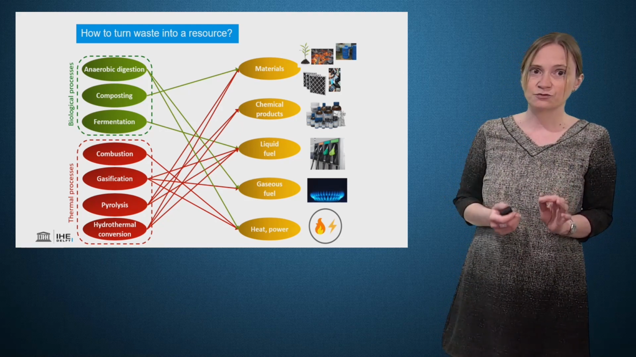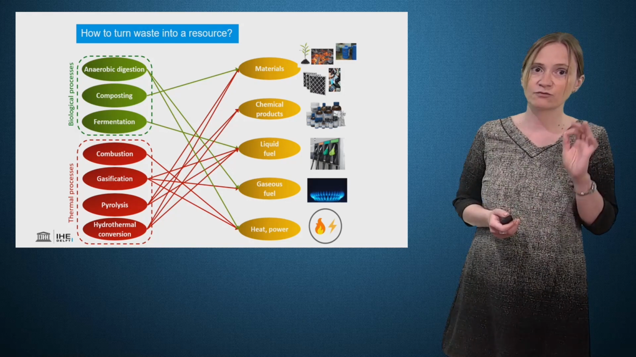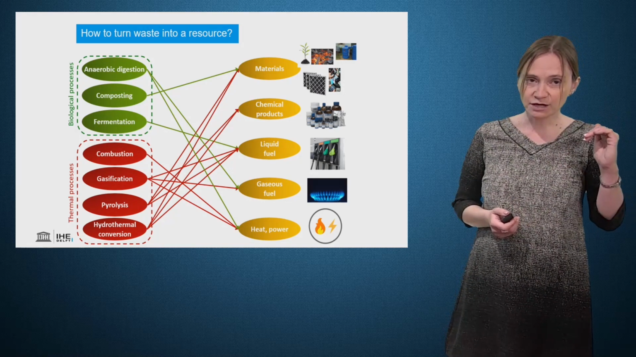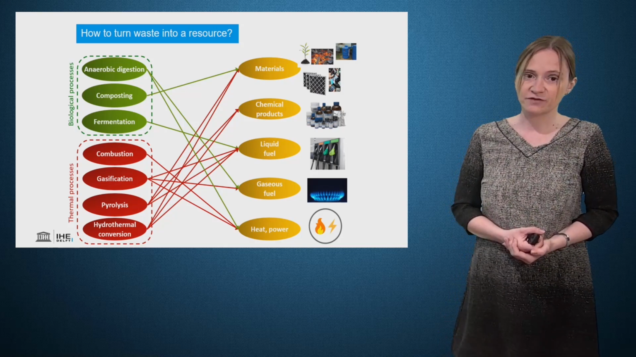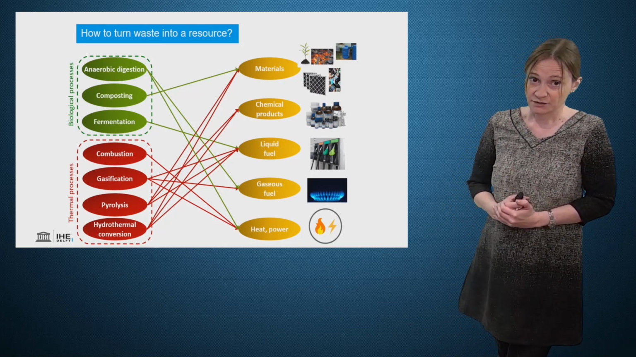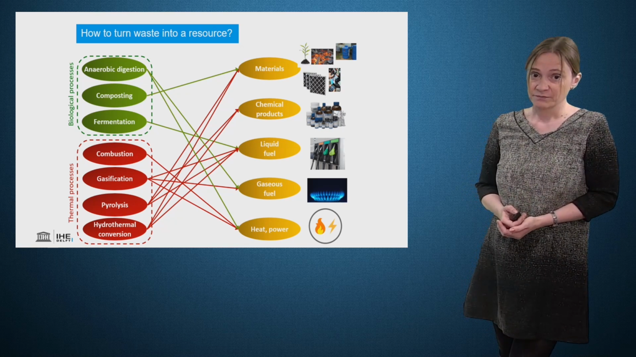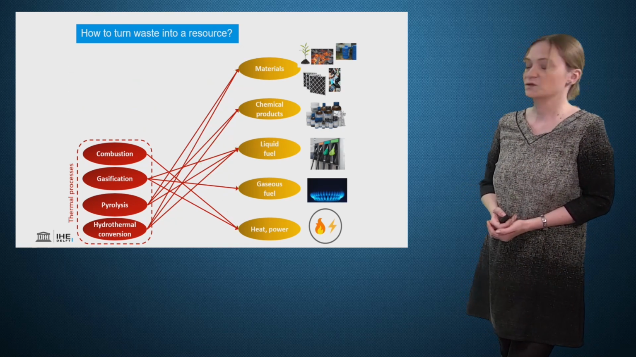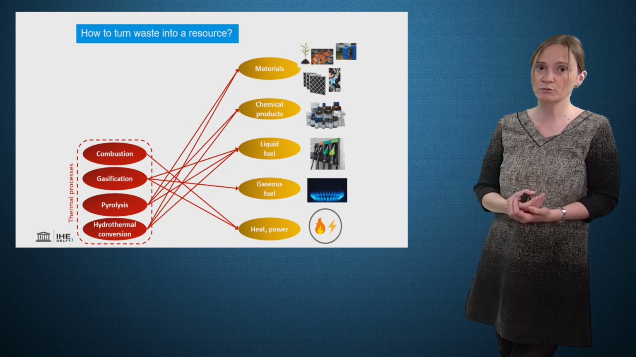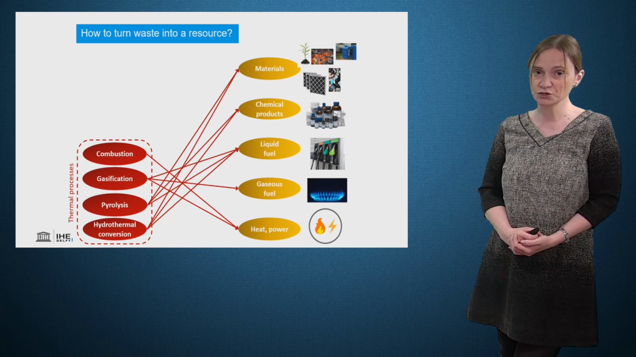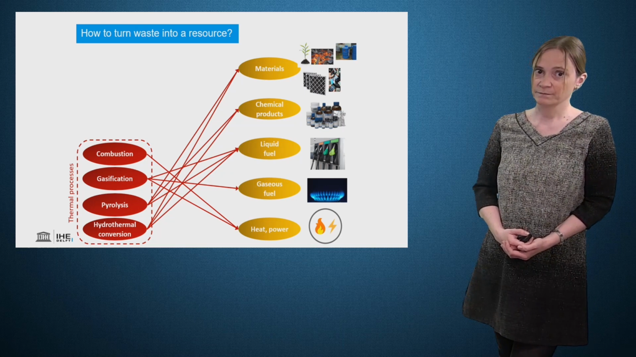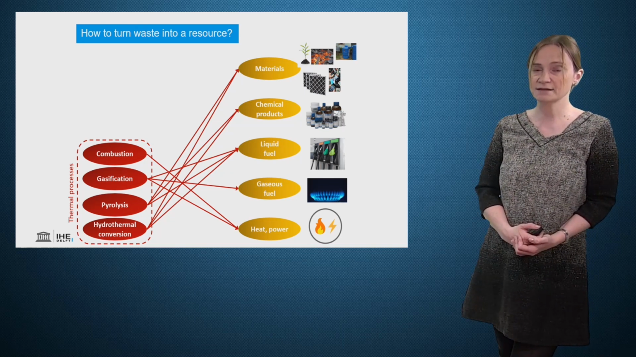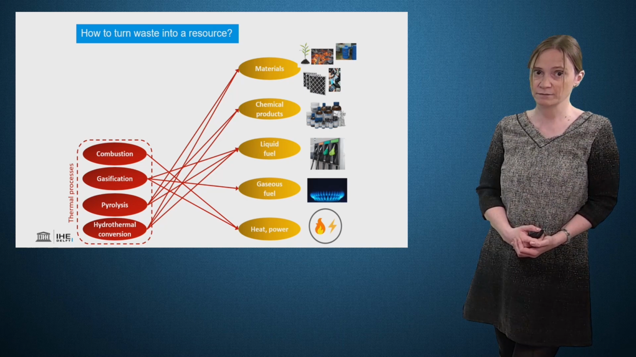However, the key message to remember is that the processes are of two types. The biological processes, mainly anaerobic digestion, composting and fermentation, that are suitable for wet waste. And on the other hand, you will find the thermal processes, mainly combustion, gasification, pyrolysis, and hydrothermal conversion. For which kind of waste are these processes suitable?